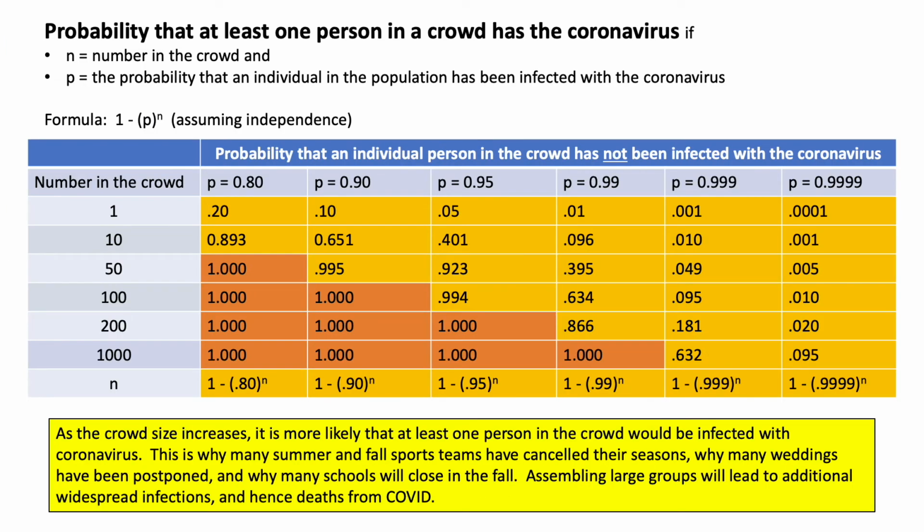So generally, as the crowd size increases, it's more likely that one person in the crowd would be infected with the coronavirus. This is why many summer and fall sports teams have canceled their seasons, why many weddings have been postponed, and why many schools will close in the fall. Assembling large groups will lead to additional widespread infections, and hence deaths from COVID.